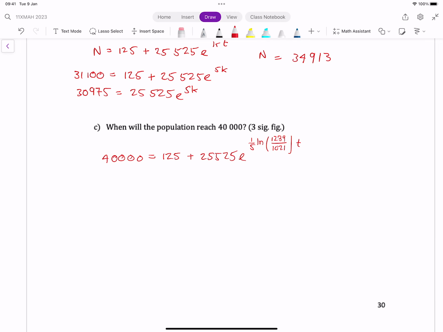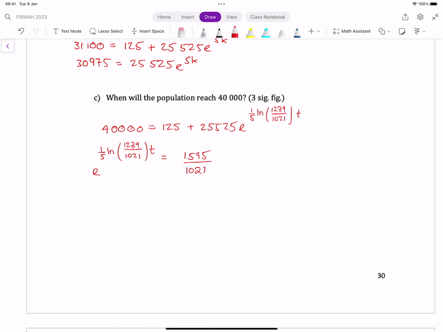If we have a go at solving that, we're going to minus 125 from both sides and then divide by 25,525. I would just do that in one step on your calculator. So on the top of your fraction, it's going to be 40,000 − 125. On the bottom, it's going to be 25,525. So we get e to the power of (1/5)ln(1239/1021)t is equal to 1595 on 1021.